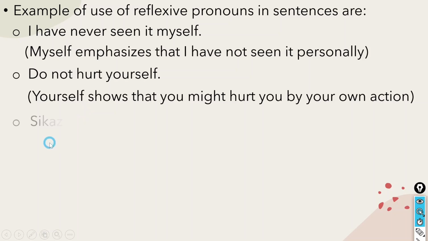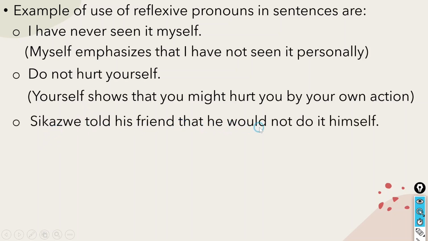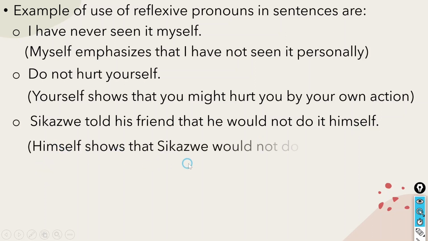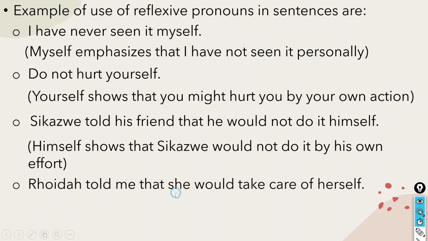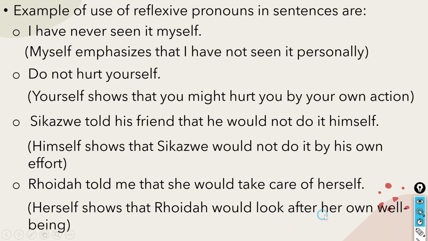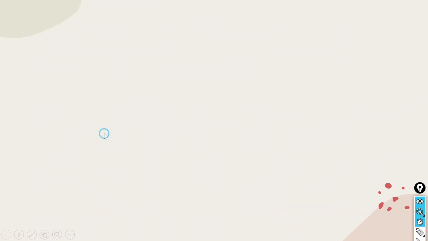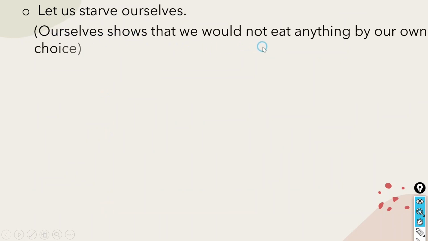Then, Sikazwe told his friend that he would not do it himself. You have seen, this one is himself, which is a reflexive pronoun. So himself shows that Sikazwe would not do it by his own effort. Then, Roida told me that she would take care of herself. So herself shows that Roida would look after her own well-being. Then, let us starve ourselves. So ourselves shows that we would not eat anything by our own choice.